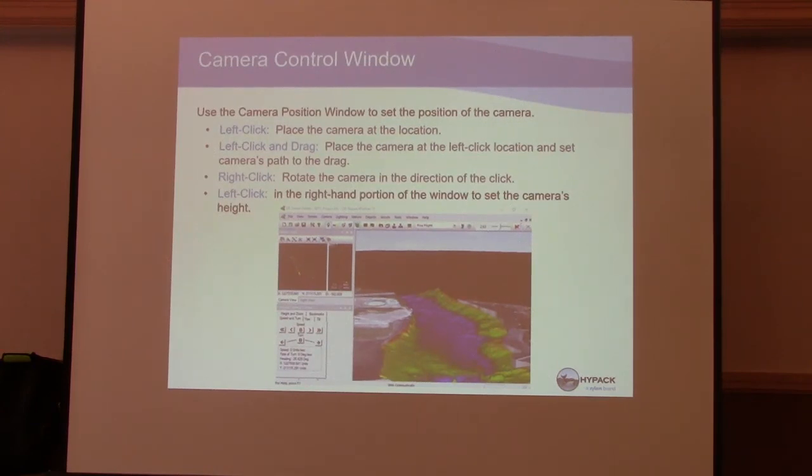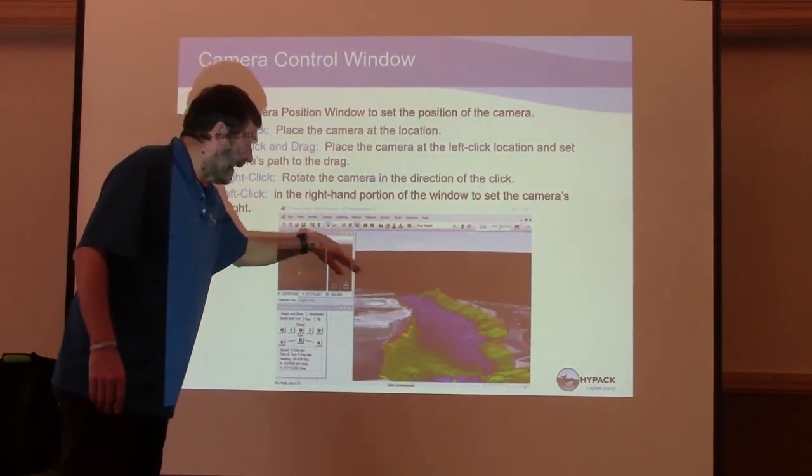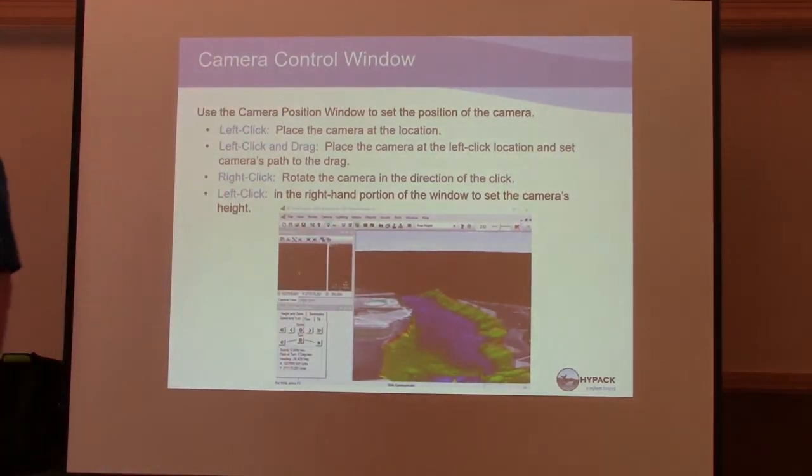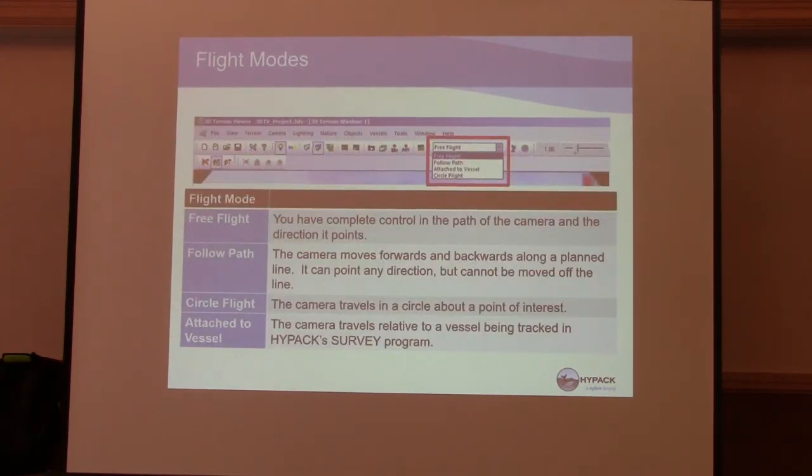Camera control window, like I said, I can drag the camera around and also increase or decrease the elevation of that camera. Change the camera angle, and it'll view the data from that angle. Adjust the lights, and then there are some flight modes. Free flight mode means that you can use a little control panel to increase or decrease, rotate the camera, change the yaw of the camera, change your direction and everything.